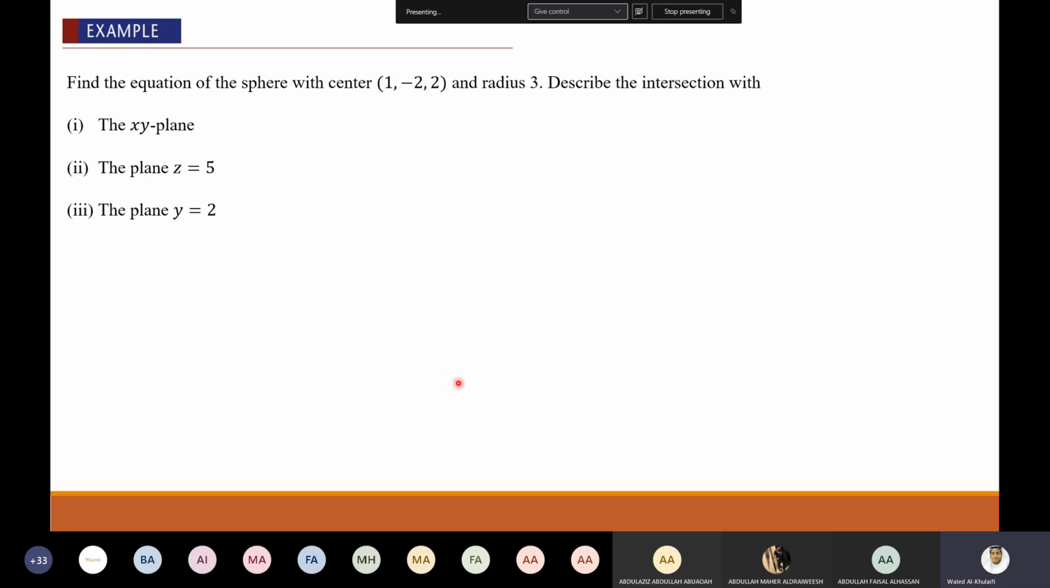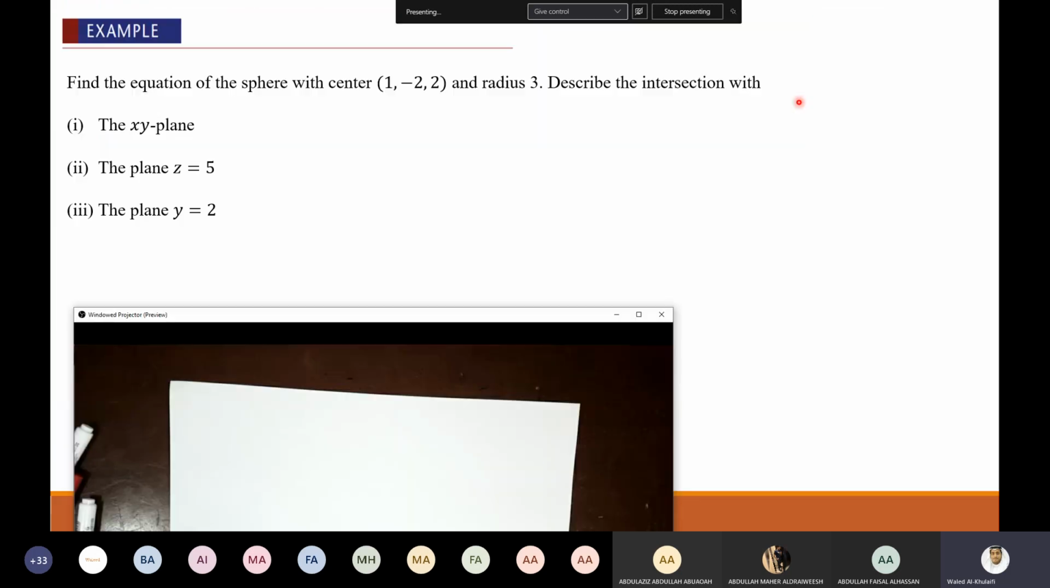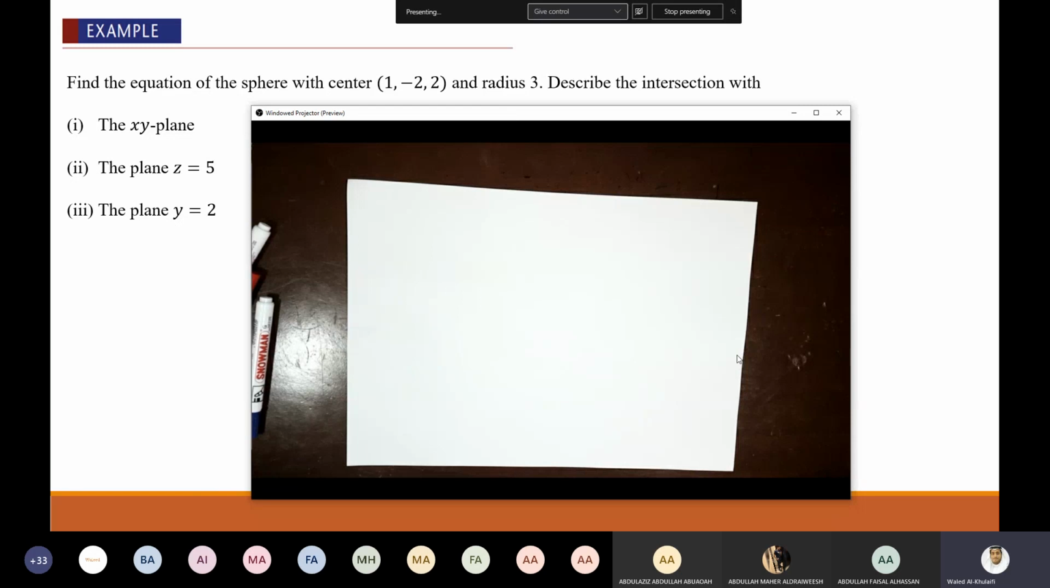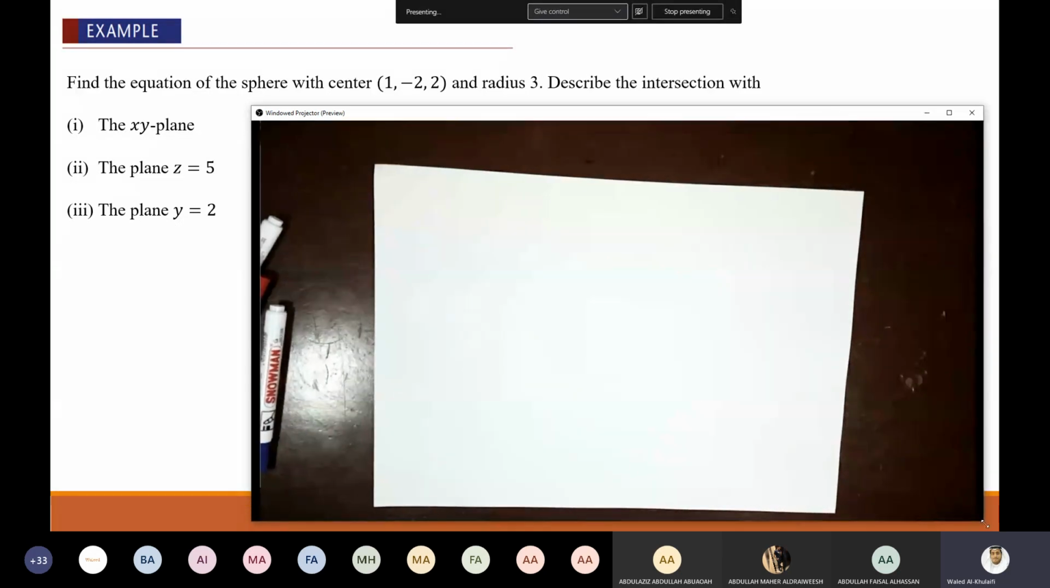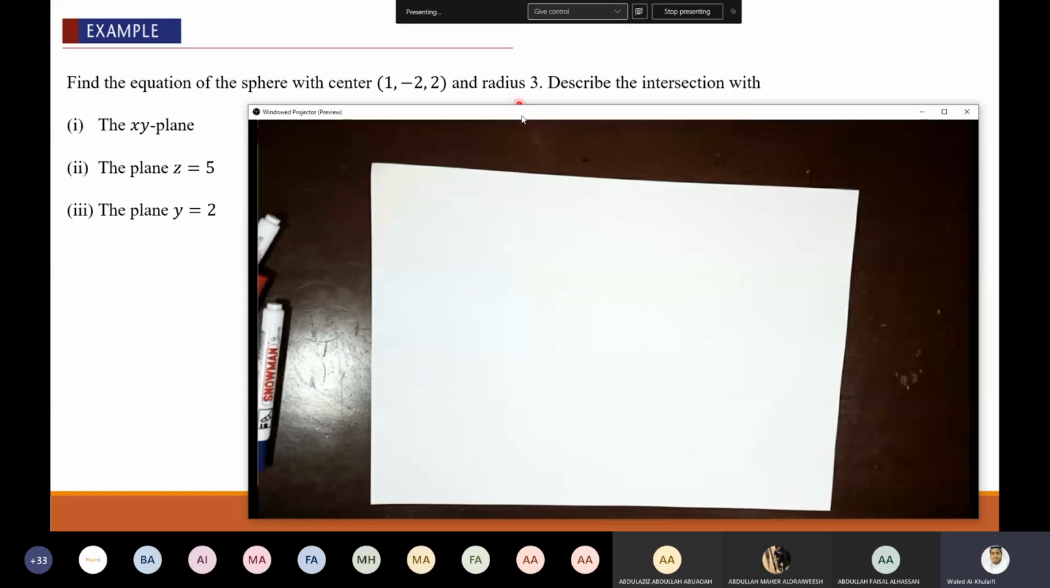The last question of this section, and we have it this way. Find the equation of the sphere with center 1, -2, 2, and radius 3. Describe the intersection with the xy plane, the plane z equals 5 and the plane y equals 2. Okay, so let me just shrink it a little bit and increase it this way, so you can see it clearly.